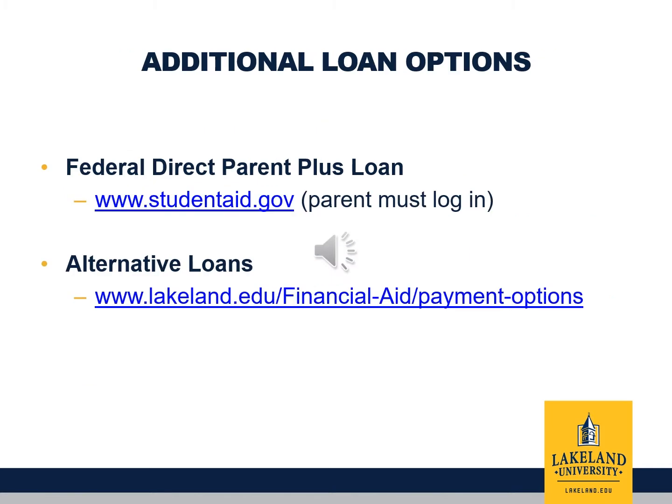If you want to seek additional loan options, there's two options to consider. The first one is the Parent Plus loan. This is a loan through the Department of Education for parents. A parent would need to log in to studentaid.gov using their parent FSA ID. It'll take you through an immediate credit check. If you are credit approved, you can borrow up to the cost of education. If you are credit declined, then we would be able to award your student $4,000 in additional unsubsidized loan.